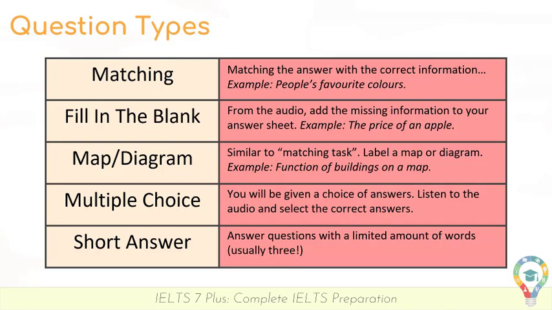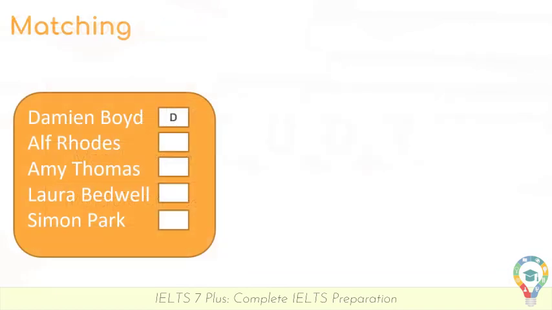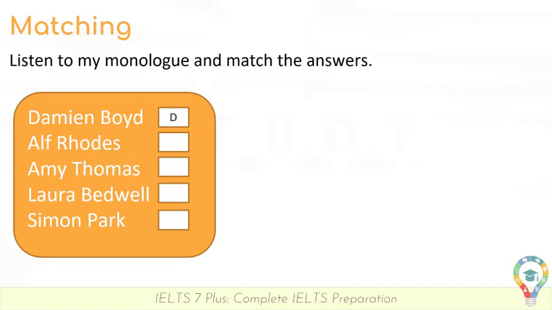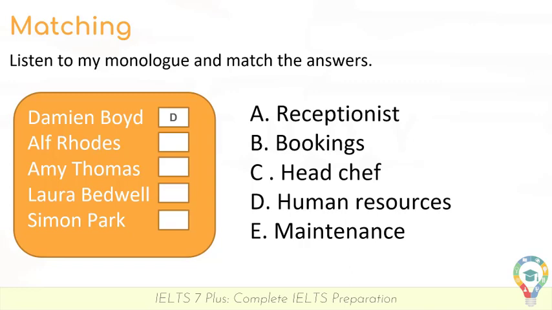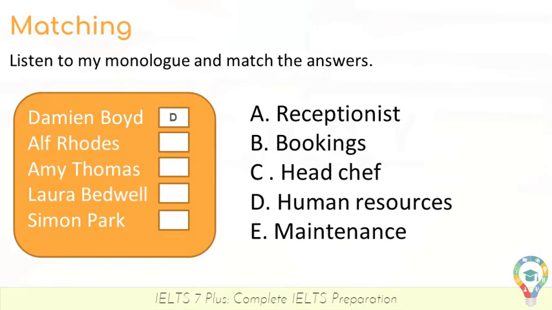Let's go into a bit more detail and get you doing some work for our matching question. Listen to my monologue and match the answers. I've done the first one for you. You can see Damien Boyd. Next to his name is D, which means he works in human resources. My monologue will be discussing the different types of jobs and who has them in a hotel. So grab a piece of paper and a pen and try and match the name to the job title. My monologue will start now.